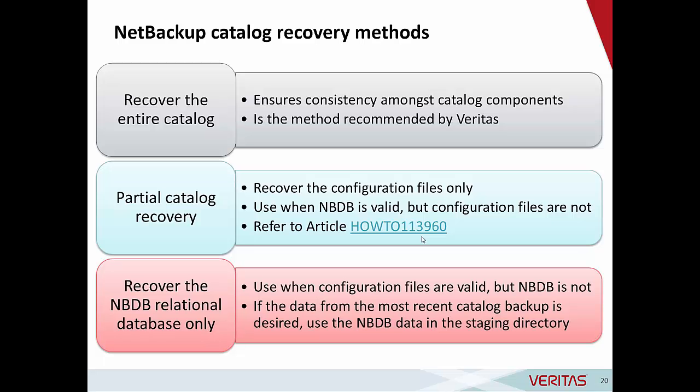There are different NetBackup catalog recovery methods that are supported. The most common method, and the one that's strongly recommended in most scenarios, is to recover the entire catalog. So that means that the configuration files and the NetBackup database are all recovered, and the server that we're recovering this data to is going to look exactly like the master server did at the time of the last catalog backup when this process is complete. So generally speaking, that's what we want.